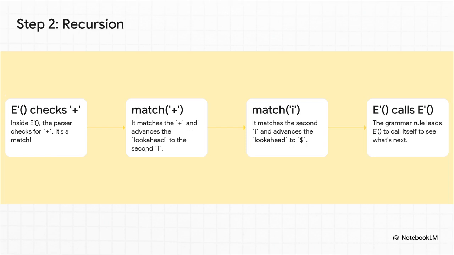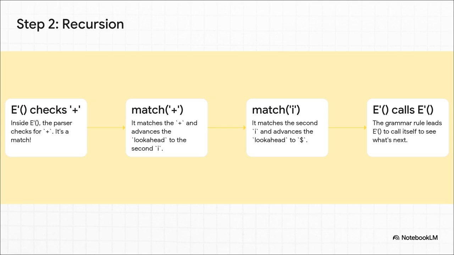So now we're inside the E prime function. It checks the lookahead, it's a plus. Exactly what it was hoping for. So it matches the plus, moves the cursor. Then it matches the second I, moves the cursor again. The cursor is now sitting on that end of string $ sign. And here comes the coolest part.